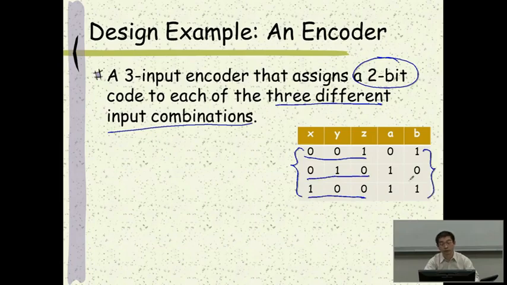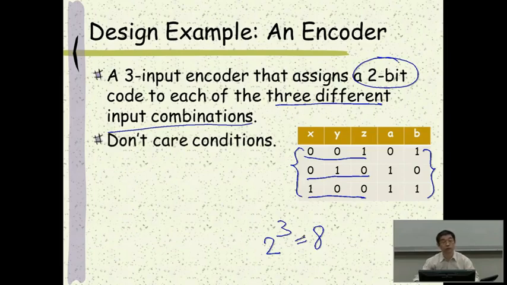So one thing we realize is, we have 3 bits, which means that there are a total of 2 to the power 3, 8 different combinations of input. However, the system specified only 3. And what happens to the other 5 input combinations? They are the things we call don't care conditions, because the user doesn't care what the output will be in these 5 cases.